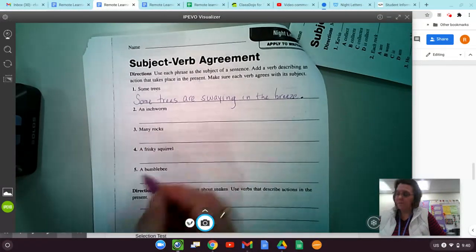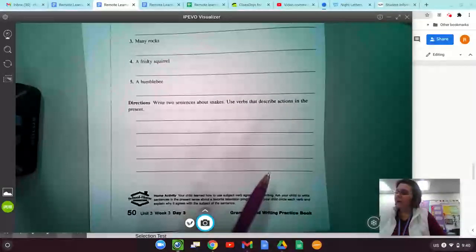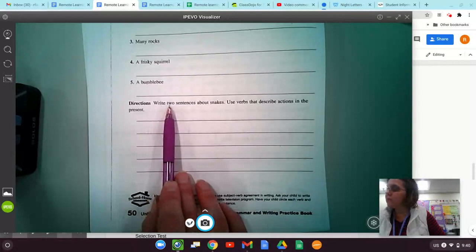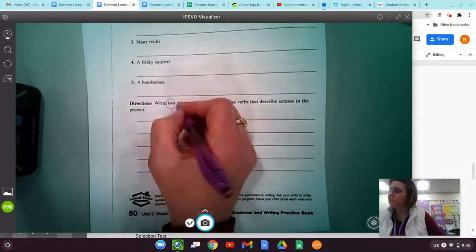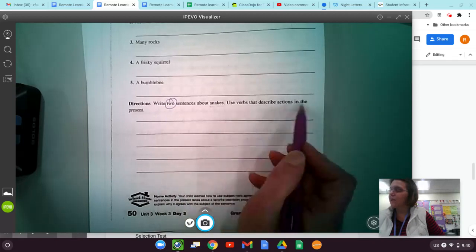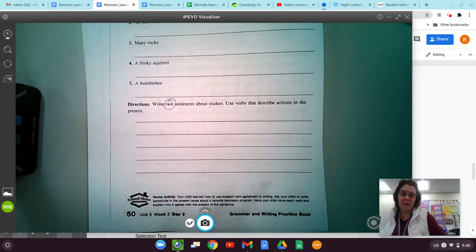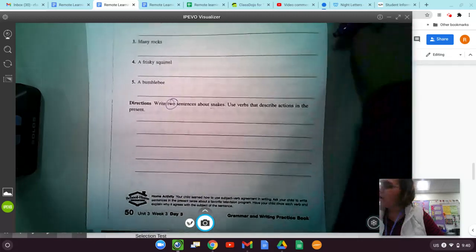Down here at the bottom, you can pause it if you want, or you can come back. Directions, write 2 sentences. You need at least 2 sentences about snakes. Use verbs that describe actions in the present, so right now. So you need at least 2 sentences about snakes talking about in the present. Okay? All right. I'm going to look at this next page.